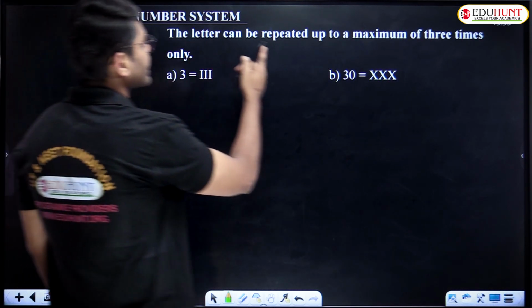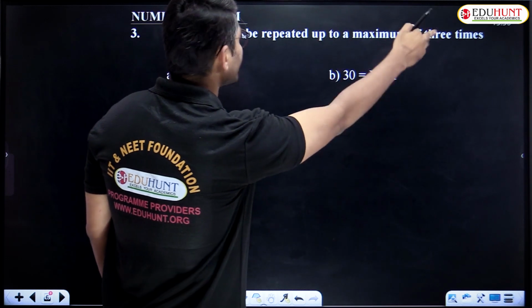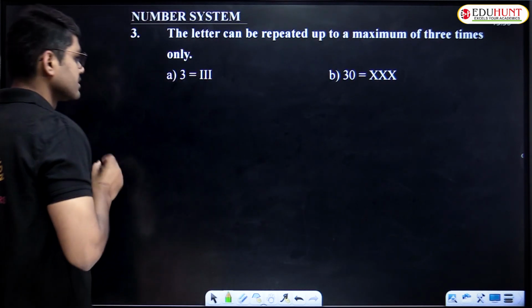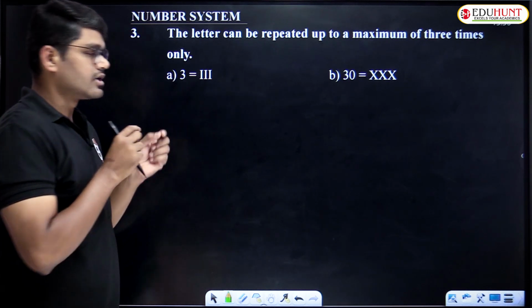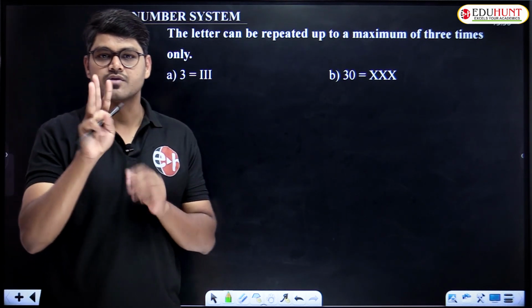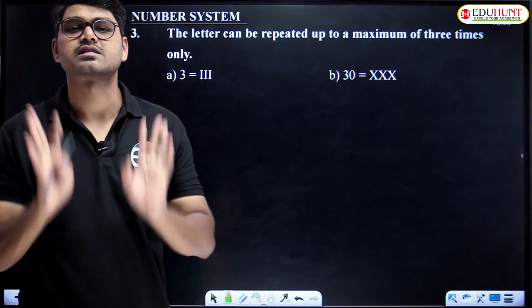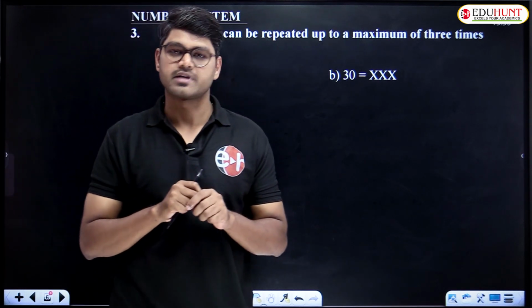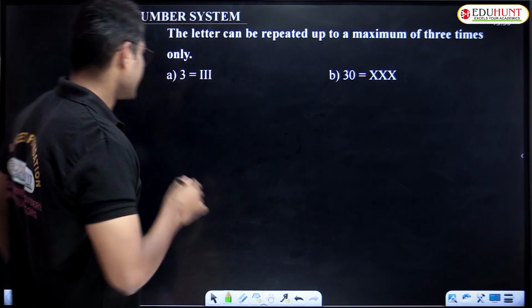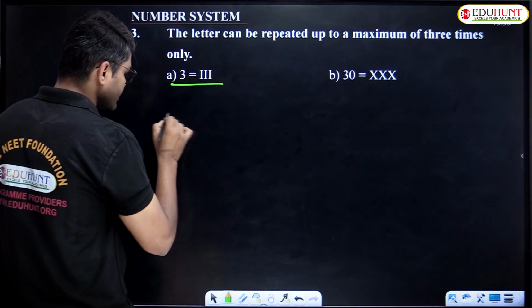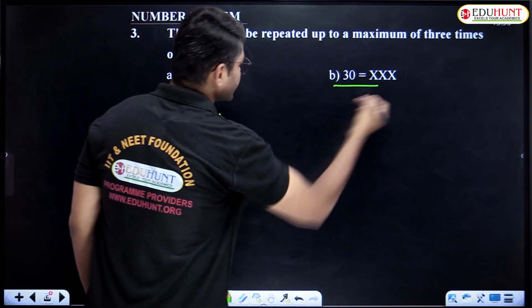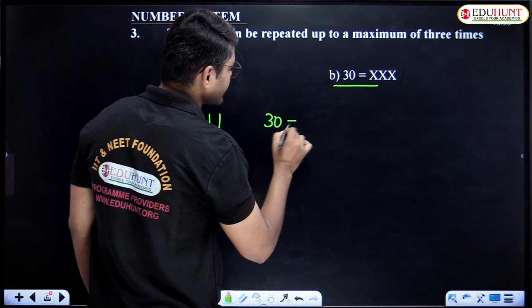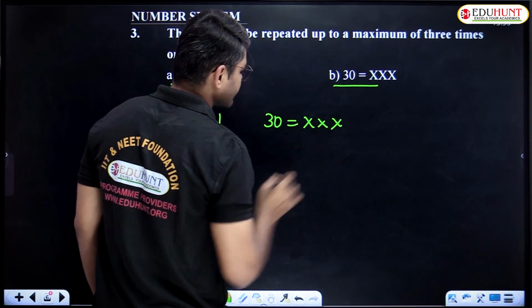A letter can be repeated up to a maximum of 3 times only. That means we can write a letter in Roman numerals only 3 times. We cannot write it 4 times, 5 times, or 6 times. First example is 3, which is 1, 1, 1. Here 30 is nothing but 10, 10, 10.